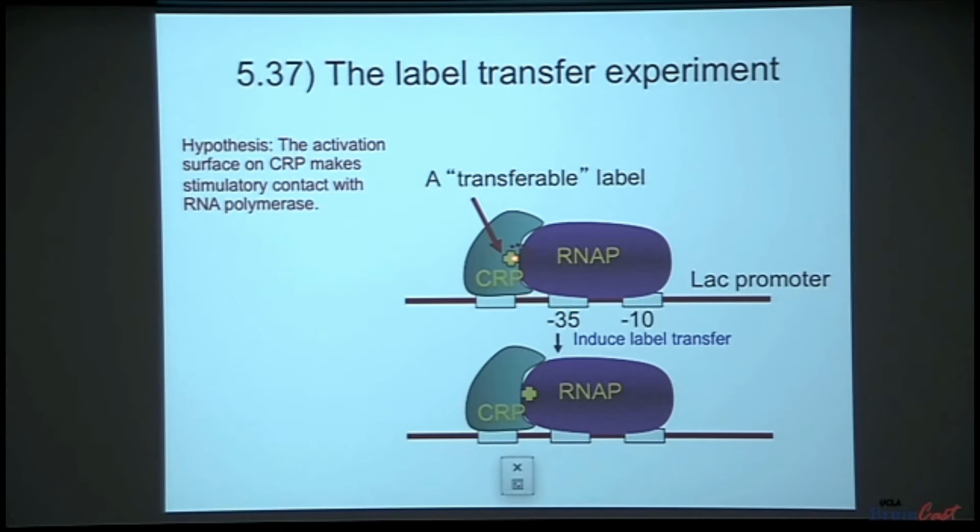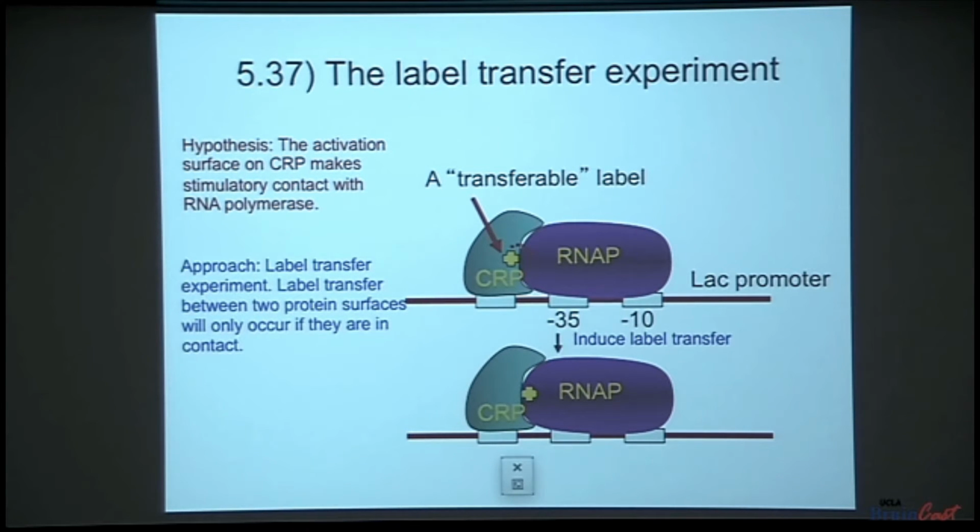And so the way you do that is you label that region in CRP that you're studying, in this case AR1. You put some kind of a transferable label on CRP, and then you induce the transfer of the label onto RNA polymerase. The labels are designed in such a way that this transfer only occurs if these two protein surfaces are in direct contact with one another. And so if you see label transfer, then you've basically proven that this contact occurs.